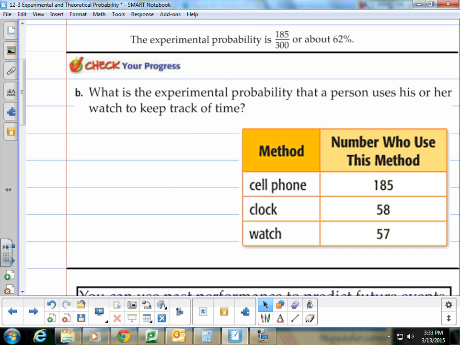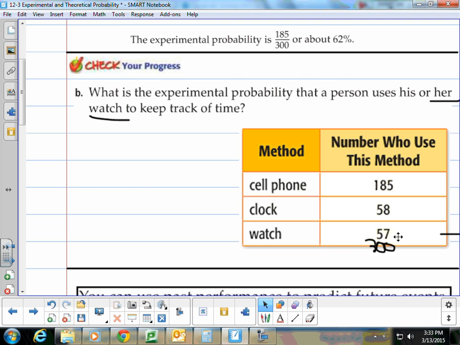So trying this one on your own, pausing and coming back. What is the experimental probability that a person uses his or her watch to keep track of time? So we're looking at this category, and we remember that it was out of 300 total people.